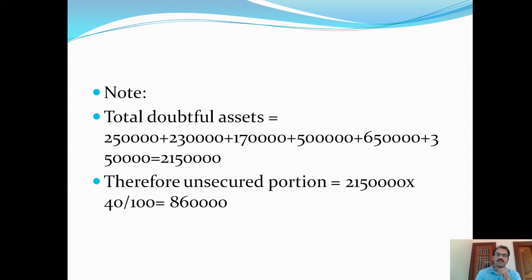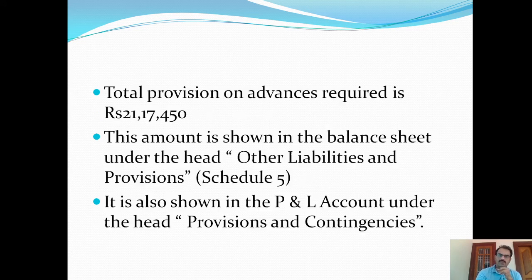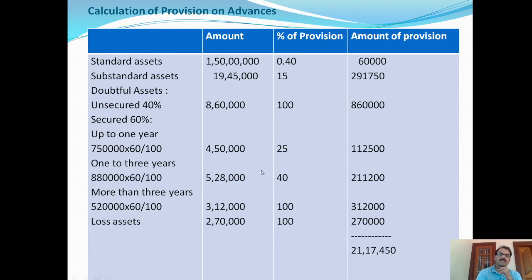Total doubtful assets 21,50,000. Out of 21,50,000, 60% is secured. So the unsecured portion will be 21,50,000 into 40%, that is equal to 8,60,000. That is the unsecured portion. Come back. So here unsecured is 40% of total, 8,60,000. For the unsecured portion, 100% provision is required. So 8,60,000 into 100 by 100 is equal to 8,60,000.